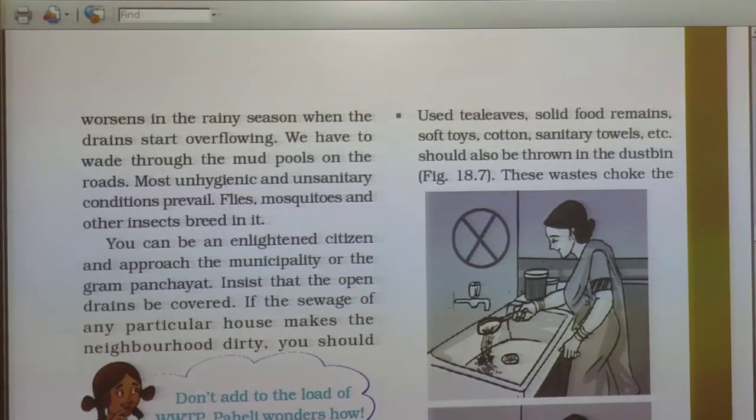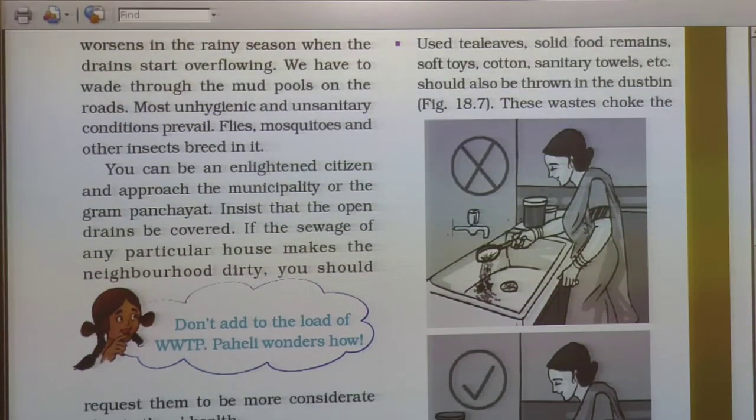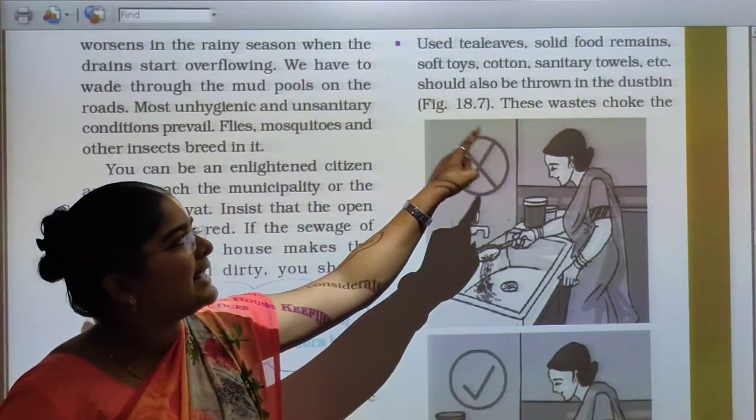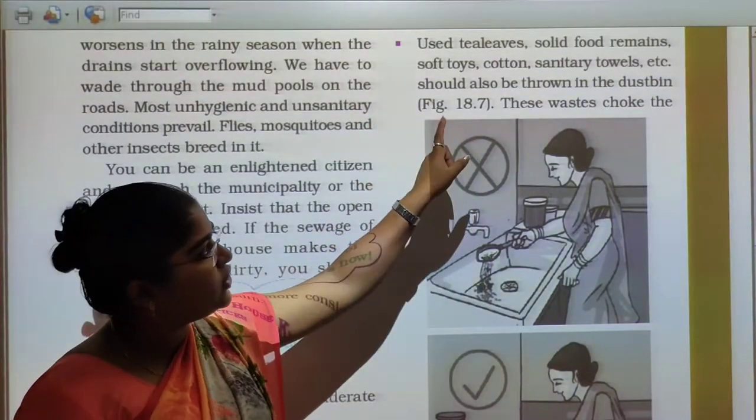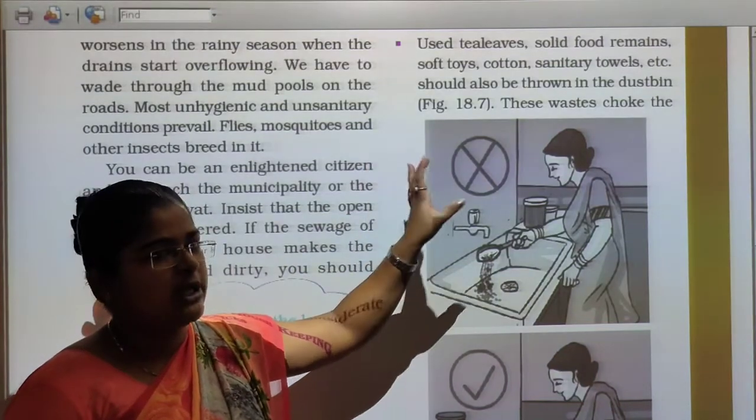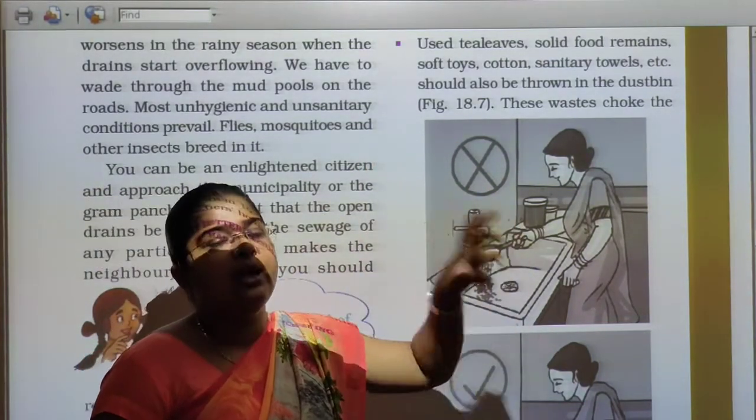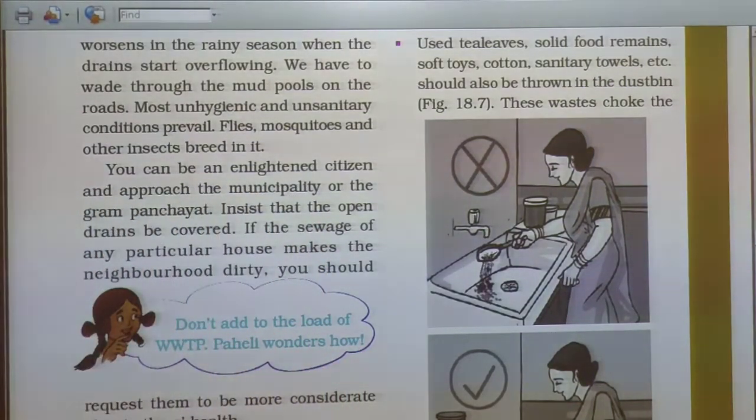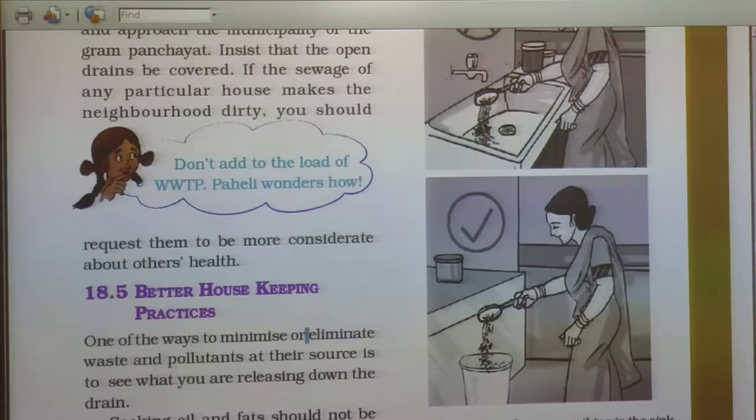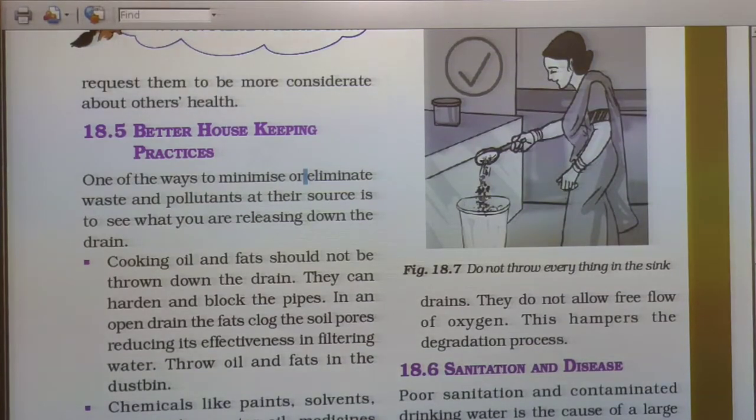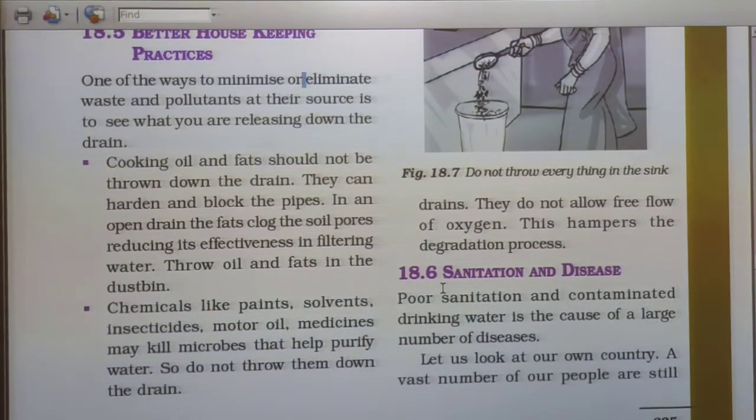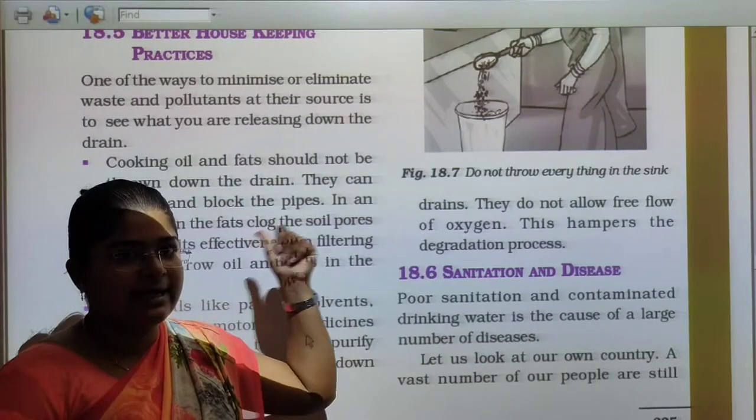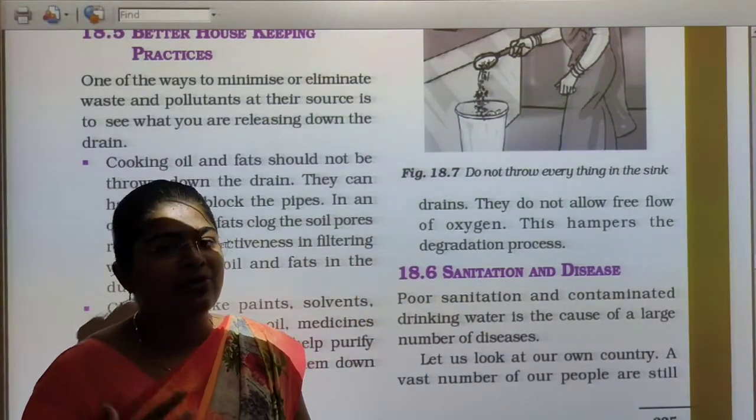So here, students, you can see in this picture. Used tea bags, solid food remains, soft toys, cotton, sanitary towels, etc. should also be thrown in the dustbin. Some solid waste should also be thrown in a dustbin. Do not throw it on the road or in an open area. These wastes choke the drains, they do not allow free flow of oxygen, and this hampers the degradation process. So students, remember that there are three steps to keep our house clean.